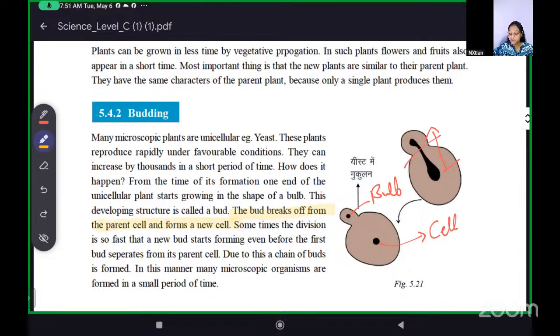Sometimes the division is so fast that a new bud starts forming even before the first bud separates from its parent cell. Due to this, a chain of buds is formed. In this manner, many microscopic organisms are formed in a small period of time. Understood how budding takes place?